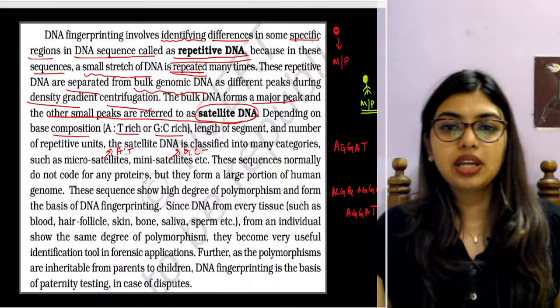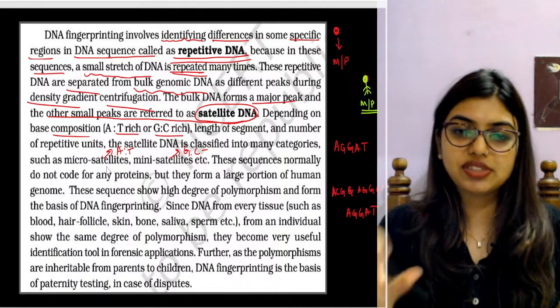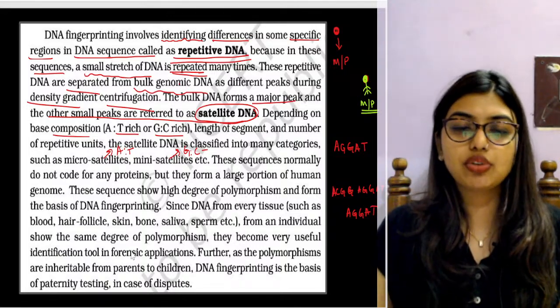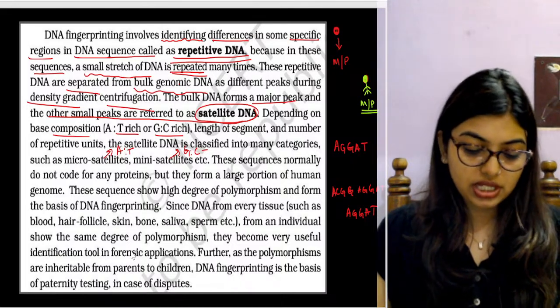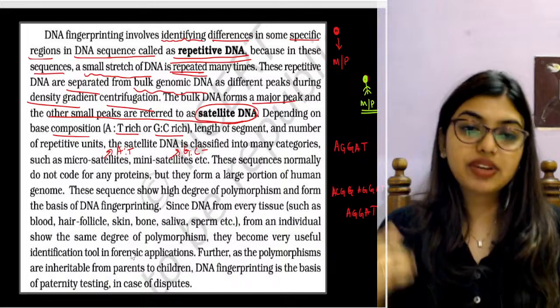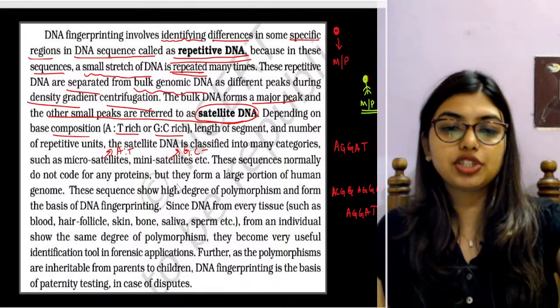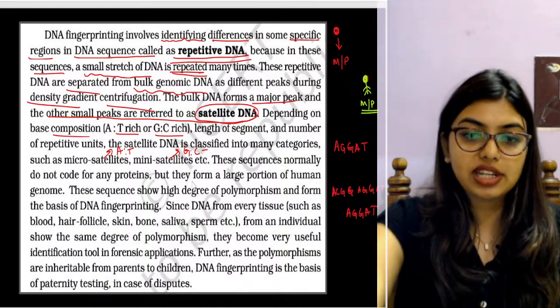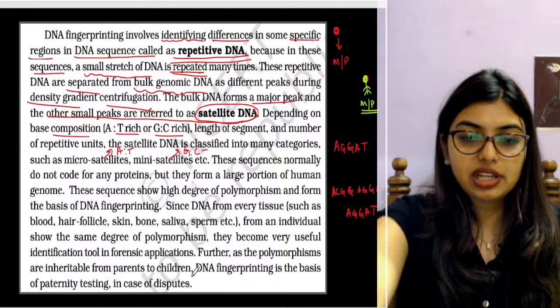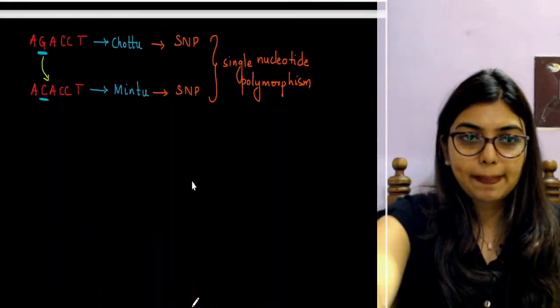So see, depending on this, there are different types of satellite regions. These sequences normally do not code for any protein, but they form a large portion of the human DNA. Now I'll show you where it is present in the chromosome, but they form a large portion of the human genome. These sequences show a high degree of polymorphism and form the basis of DNA fingerprinting. So before I go to DNA fingerprinting, let's just understand what they just told.